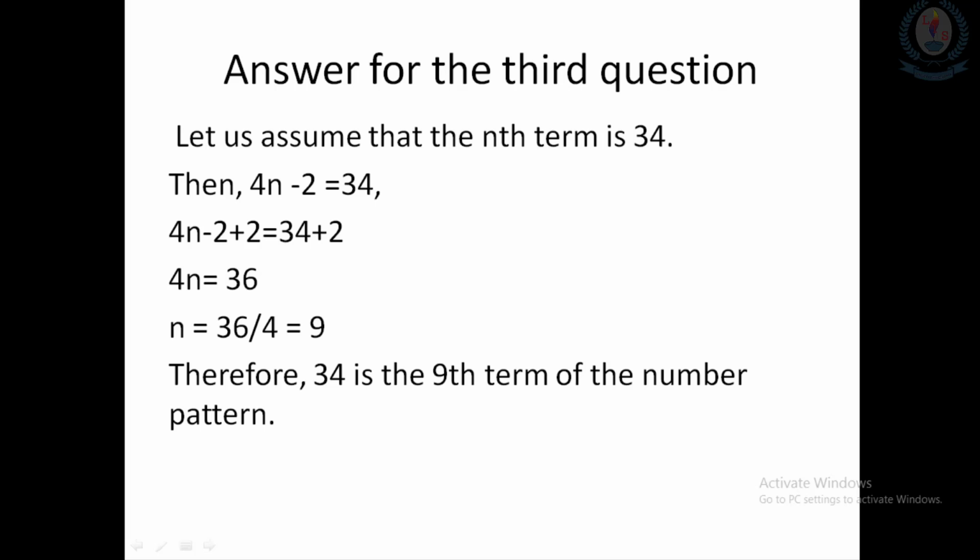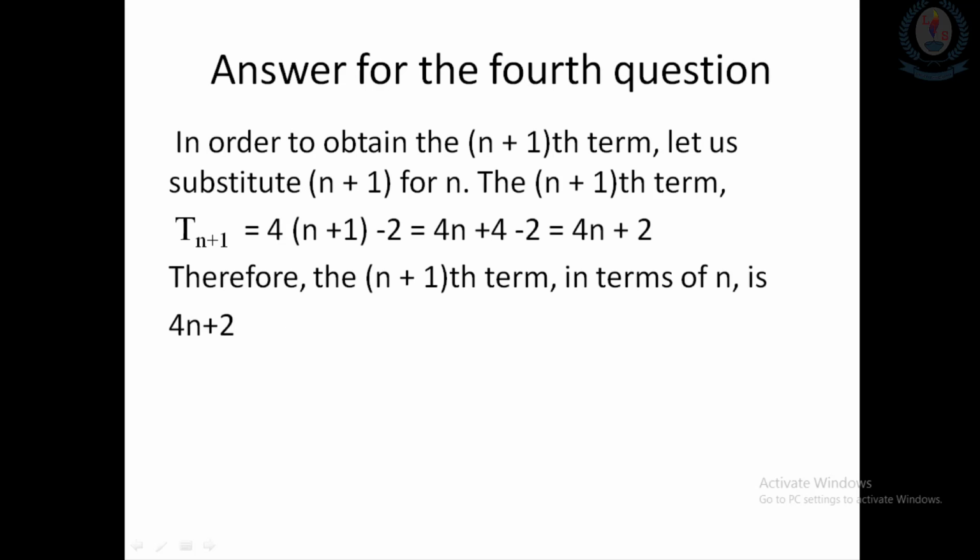Answer for the third question. Let's assume that the nth term is 34, then 4n minus 2 is 34, Tn equals 34. So we want to cancel minus 2: 4n minus 2 plus 2 equals 34 plus 2. I added 2 to both sides, 4n equals 36, n equals 36 divided by 4 equals 9. Therefore, 34 is the 9th term of the number pattern.